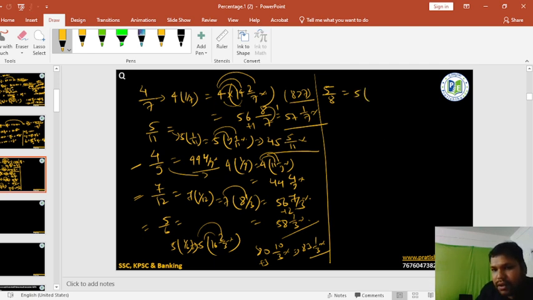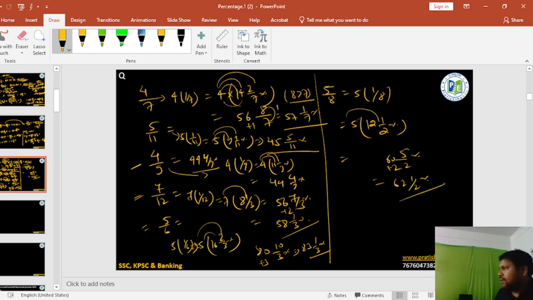5 by 8. 1 by 8 is how much? 1 by 8, 12 is to 1 by 2%. 5 you multiply. 5 by 2. 12 fives are 60. 2 will go here 2 times. 60 plus 2 is 62. 62 is to 1 by 2.